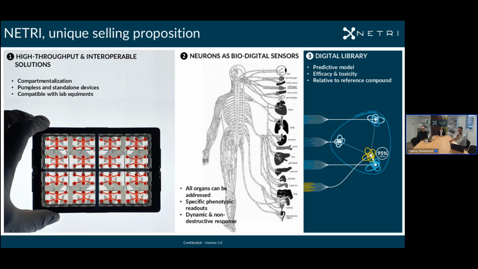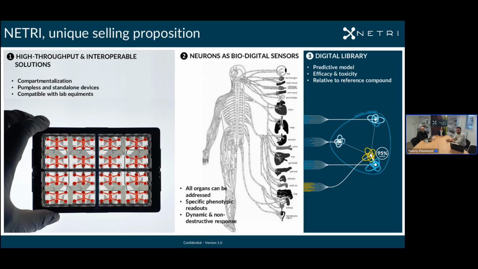So what you see between the two fingers of the user is our device, ready to use. You only need to put it in the incubator, of course, but that's all. So it's a standalone device. That's the second big advantage here.